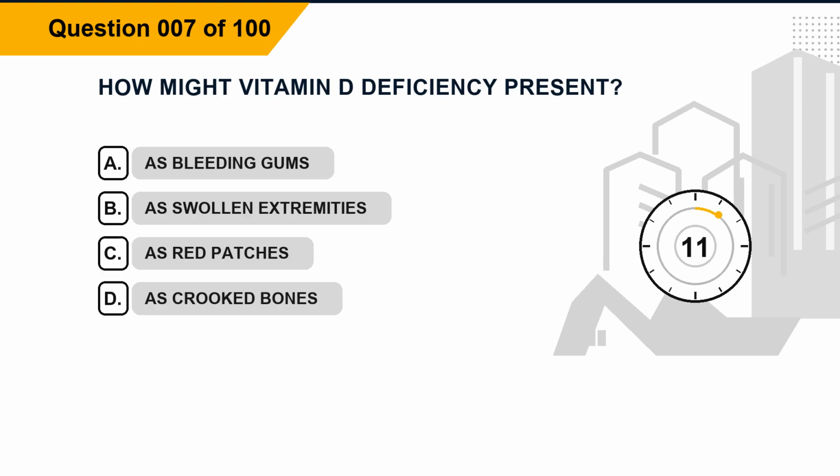Question 7. How might vitamin D deficiency present? Option A. As bleeding gums. Option B. As swollen extremities. Option C. As red patches. Option D. As crooked bones. The correct answer is option D.